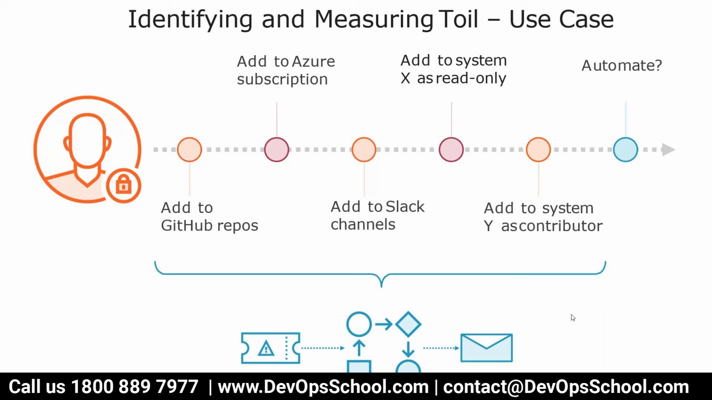Identifying and measuring: first, you identify. See, if toil can be automated, then only it's toil. So are multiple people joining your organization? Yes. Is it repetitive in nature? Are you doing it manually? Yes, I'm doing it manually. Can it be automated? Identify that. Find out: can you automate adding to GitHub repos? Can it be automated? What do you think, all of you?